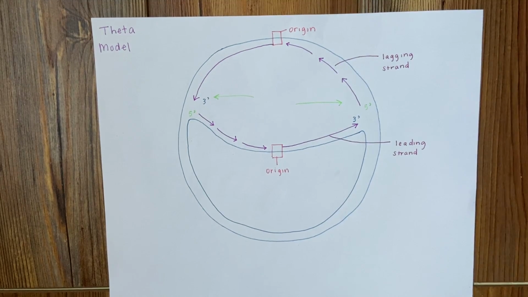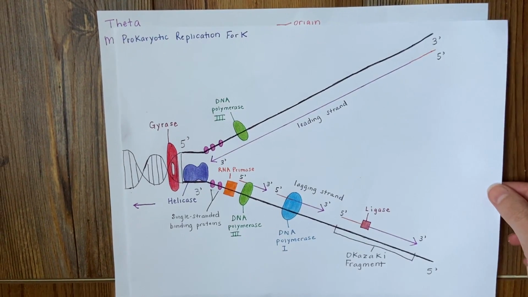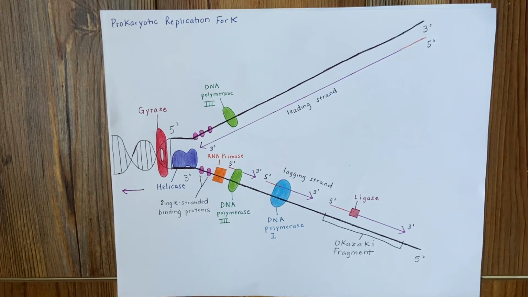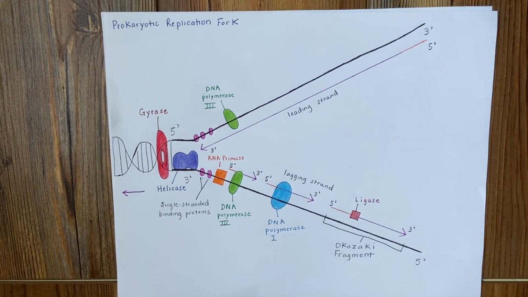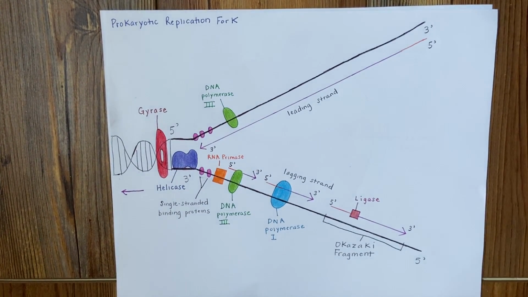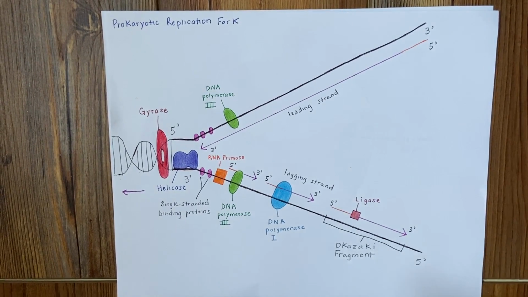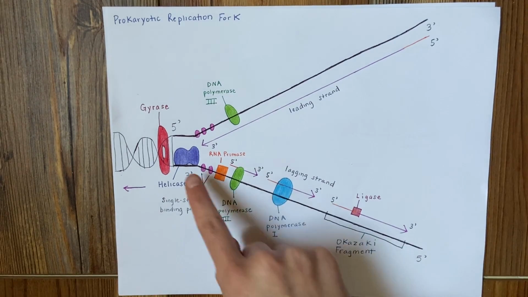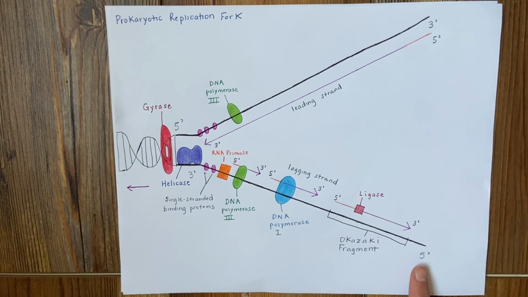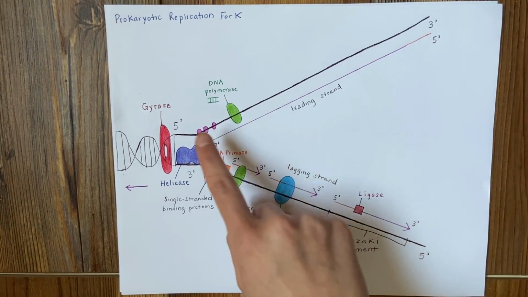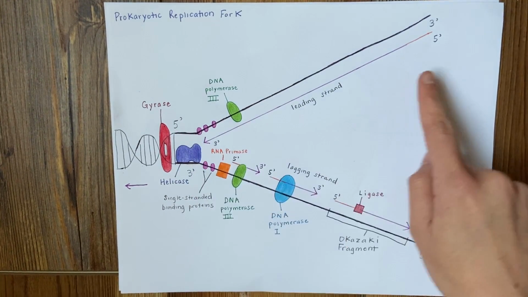Looking closer into this replication fork, we can identify the directions of our original DNA strands, which will help us determine in which direction our newly replicated strands will be built. Our bottom strand is 3' to 5', so the top strand, being antiparallel, must be 5' to 3'.